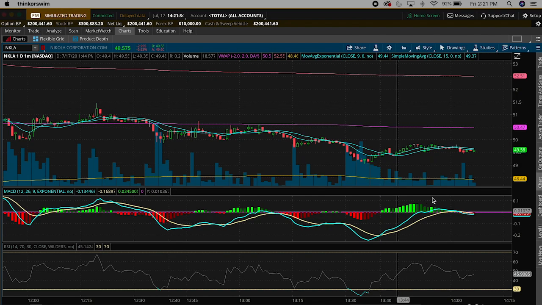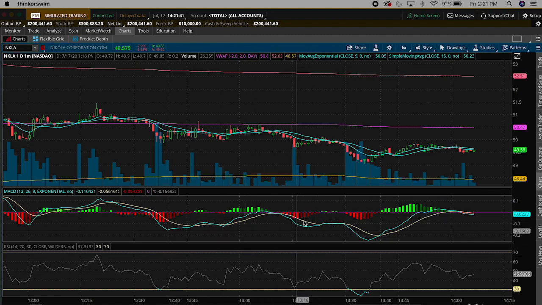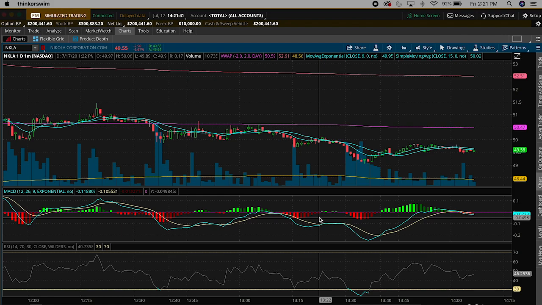So the next thing that we're going to talk about is the MACD, the moving average convergence divergence, which is this guy down here. The MACD is a trend following momentum indicator that shows the relationship between two moving averages of a security price. So it's pretty much telling you the relationship of the moving average from buys and sells.